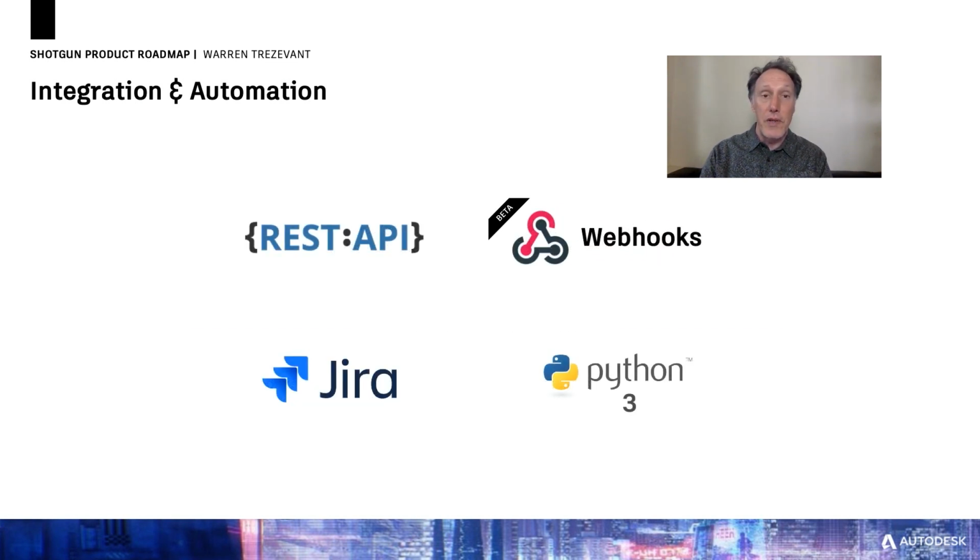Some of the things we've recently released are, with the Rust API, you can talk to Shotgun from any environment that supports calling out to HTTP and Rust. With webhooks, you can now react to changes in Shotgun from any environment that can accept an HTTP request.